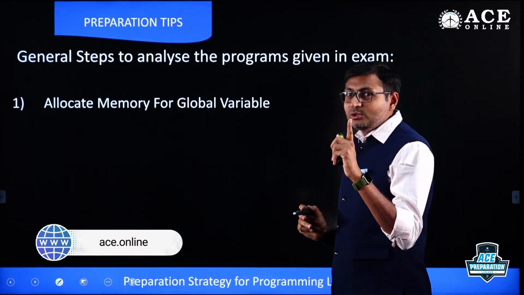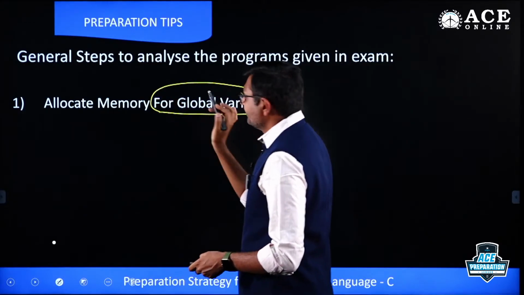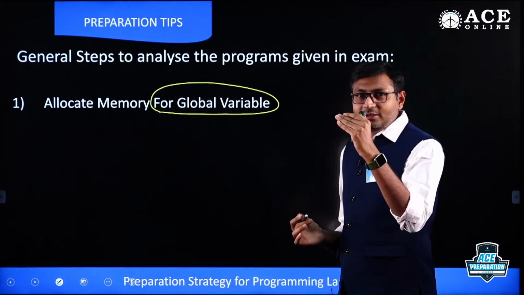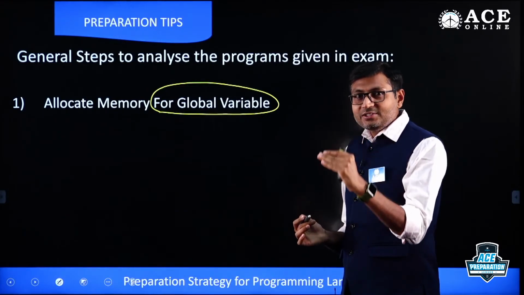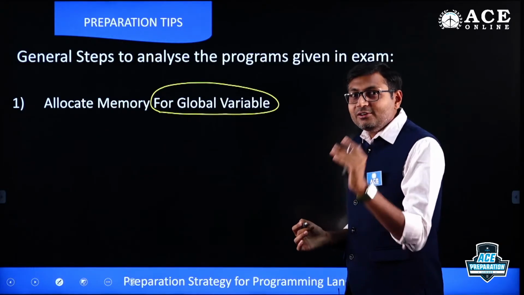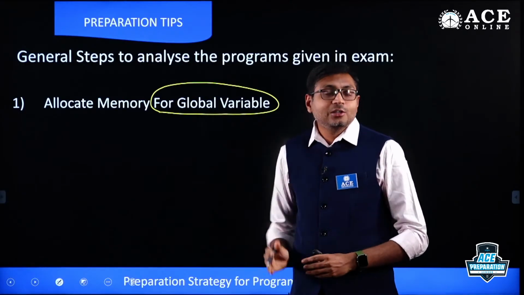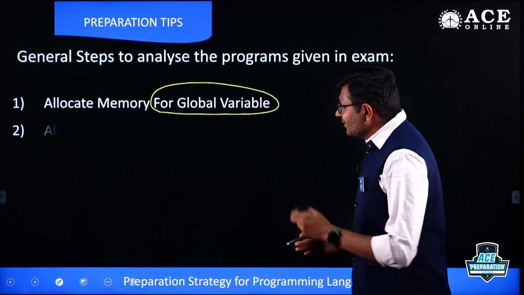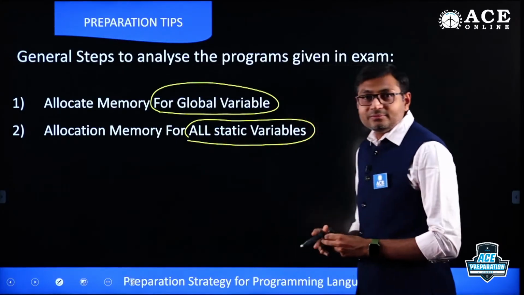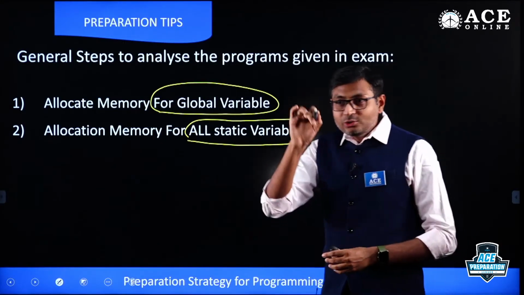First step you have to do is allocate the memory for the global variables. I am talking very precisely here, I mean step by step execution of the program or how to solve it. First thing, allocate the memory for all the global variables if there are any global variables. Second step, all the static variables.